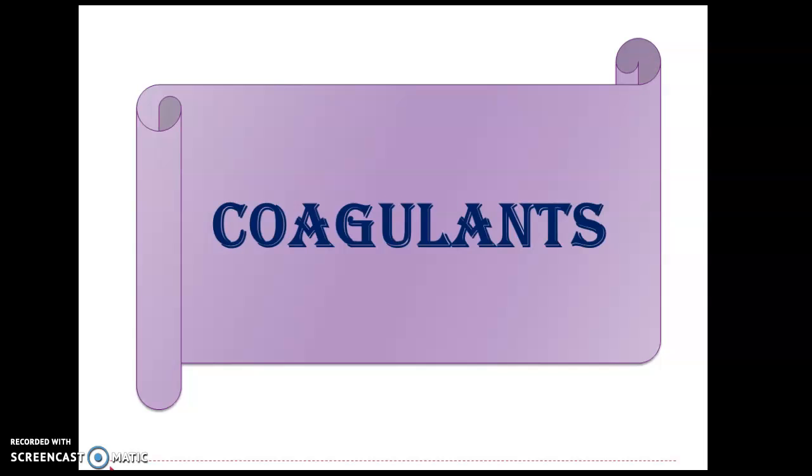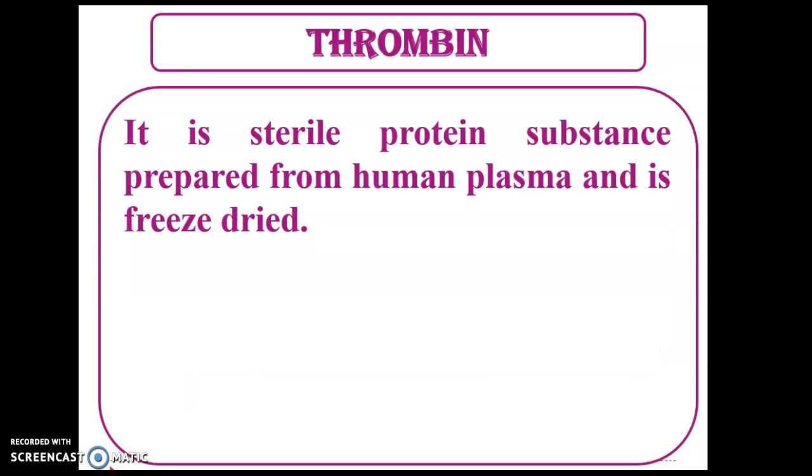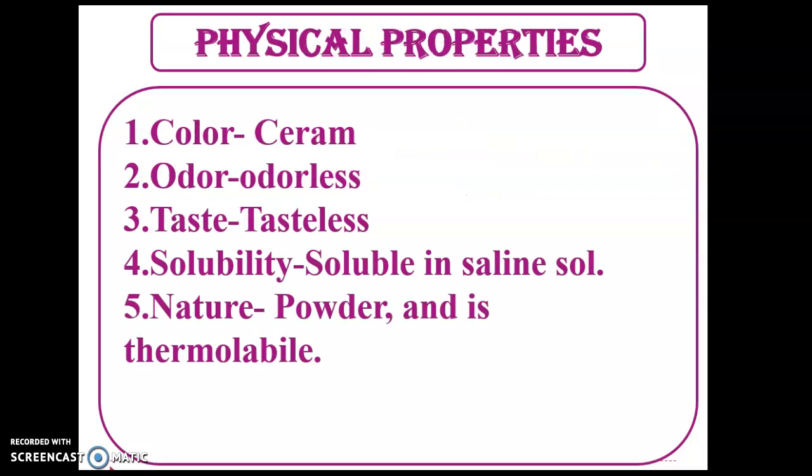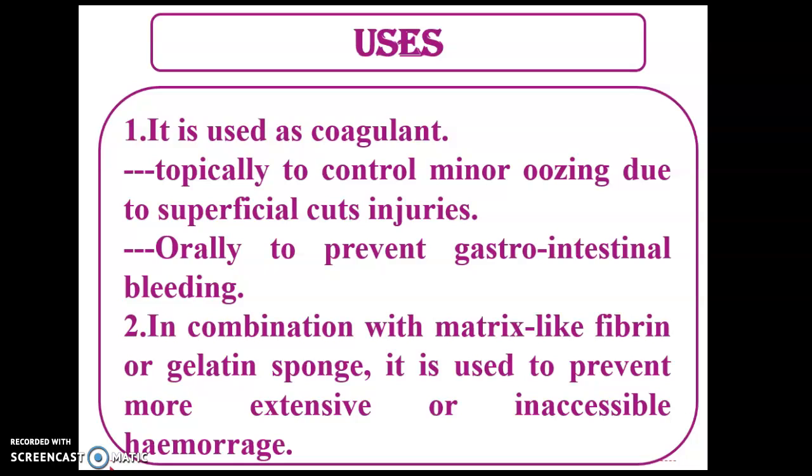Then we start with the first category, that is coagulants. First example is thrombin. It is a sterile protein substance prepared from human plasma and it is freeze dried. These are the physical properties: creamy in color, odorless, tasteless, soluble in saline solution, it is a powder, and it is thermolabile in nature. Then these are the uses.